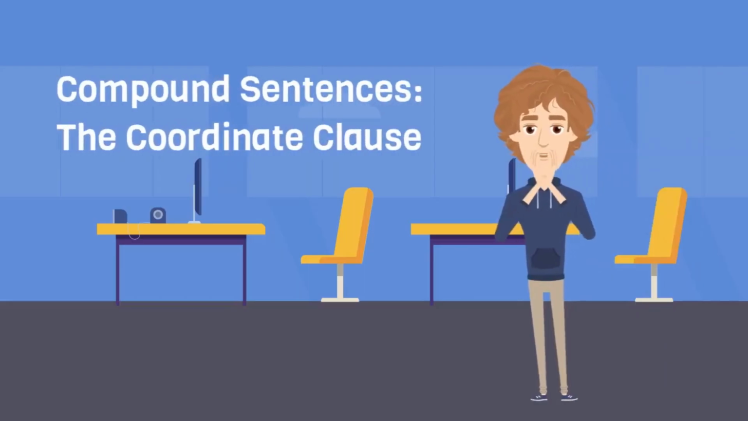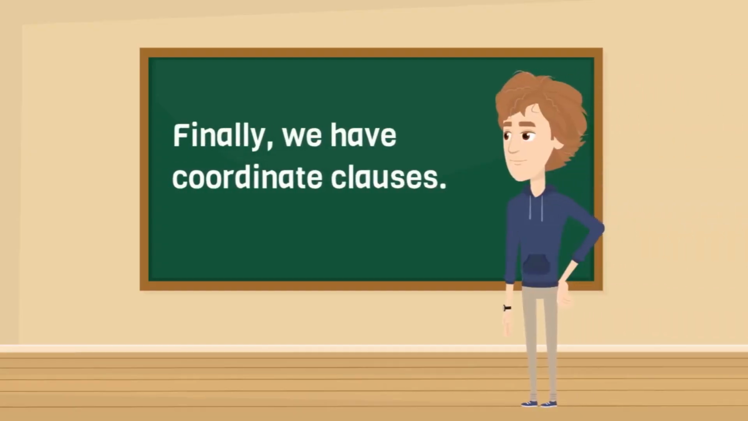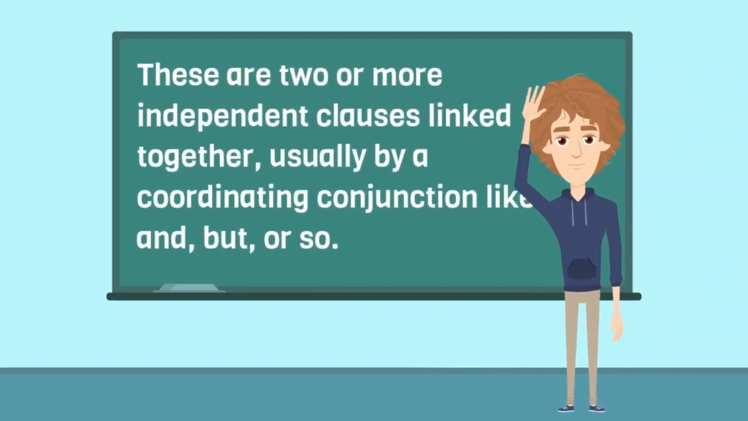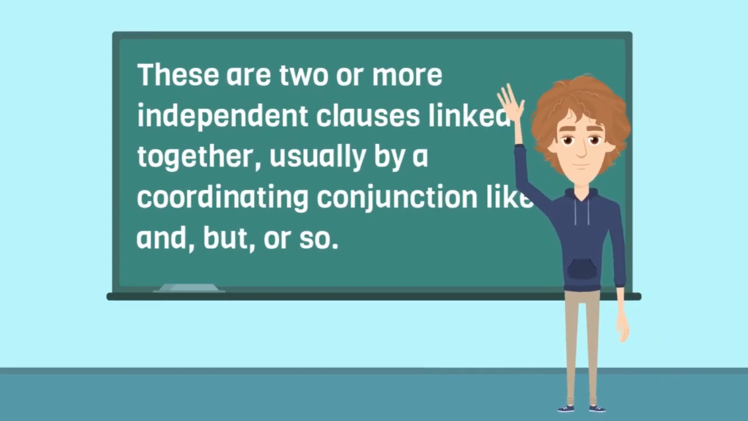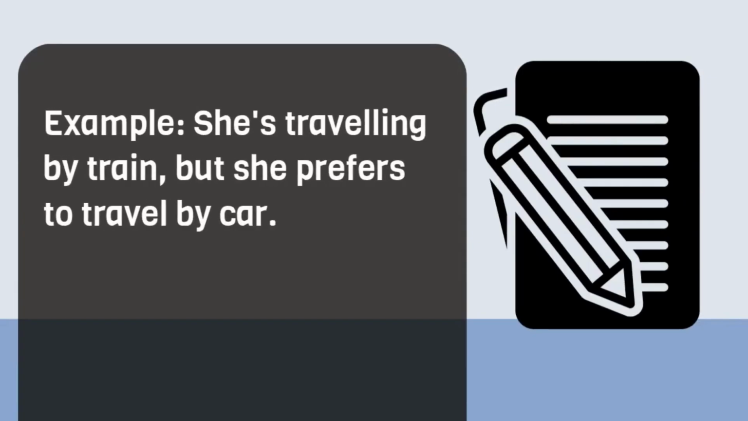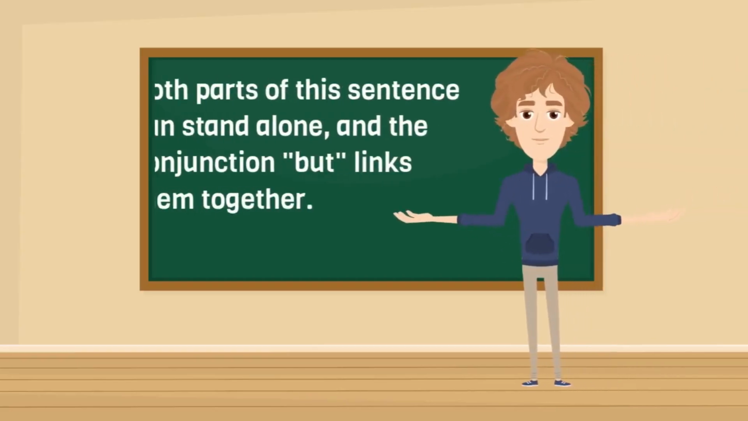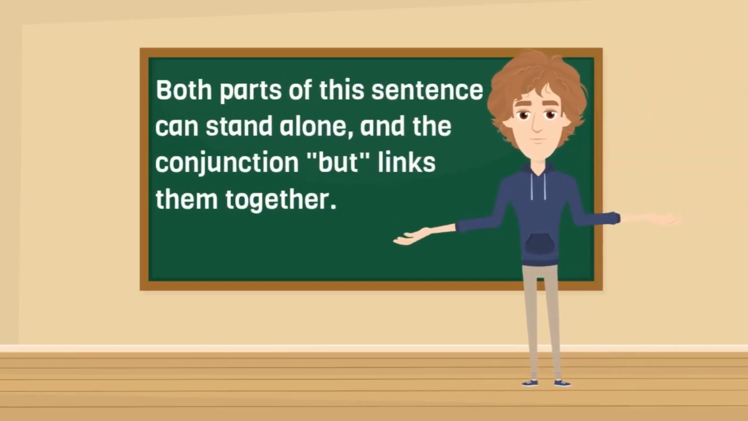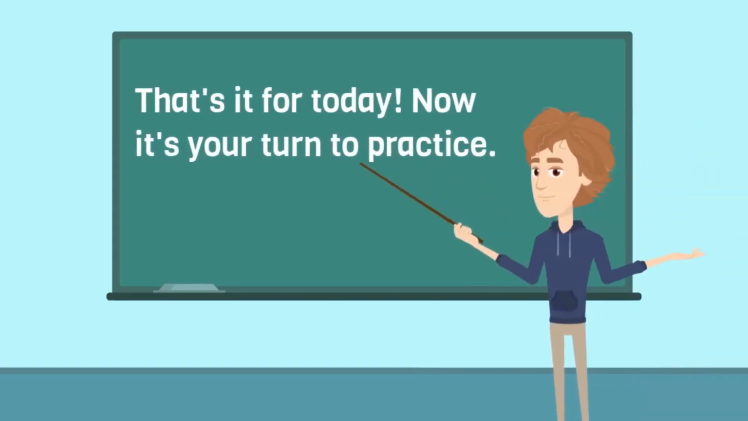Finally, we have coordinate clauses. These are two or more independent clauses linked together, usually by a coordinating conjunction, like and, but, or so. Example. She's traveling by train, but she prefers to travel by car. Both parts of this sentence can stand alone, and the conjunction but links them together. That's it for today. Now it's your turn to practice.